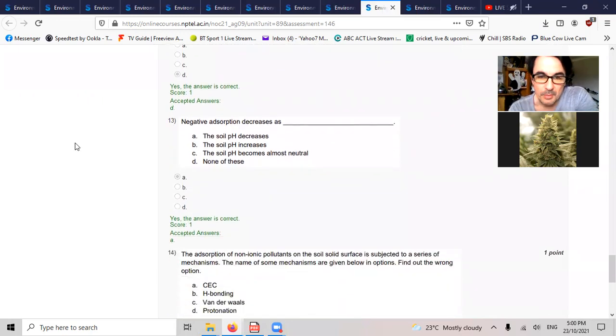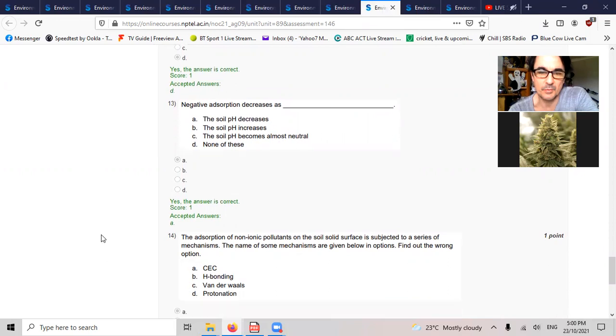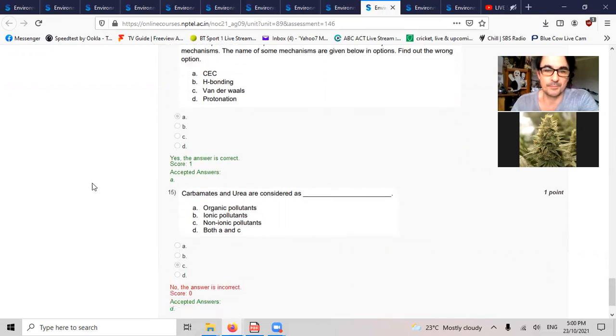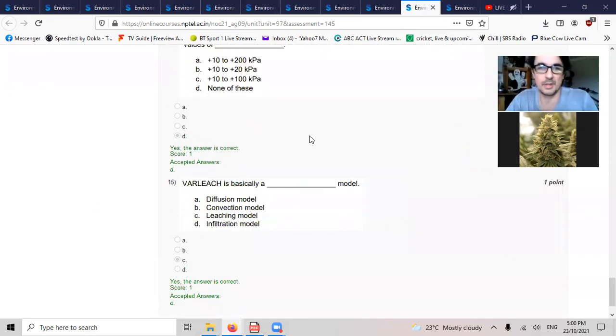The adsorption of non-ionic components of soils. CC, doesn't it? Carbamates and urea are considered as pollutants. Non-ionic as well. D. We get it done.